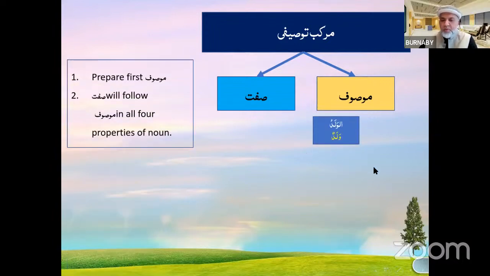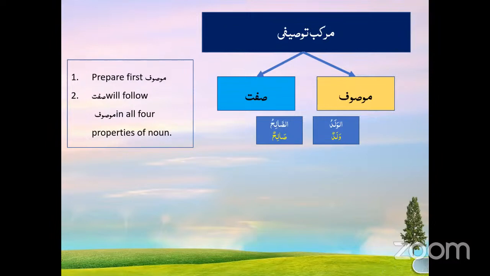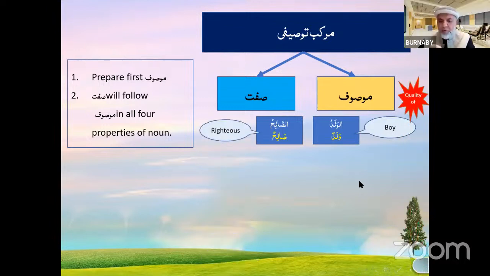Al-waladu as-salihu. See, the boy is righteous. So what, the righteous boy, not the boy is righteous. The righteous boy. When you do the translation in English, you have to bring the quality first. Okay. Then again, it is a quality and a quality of.